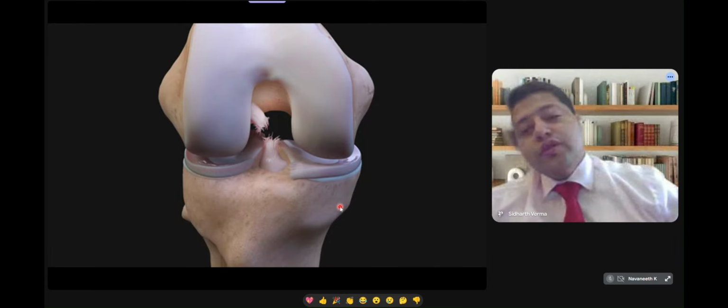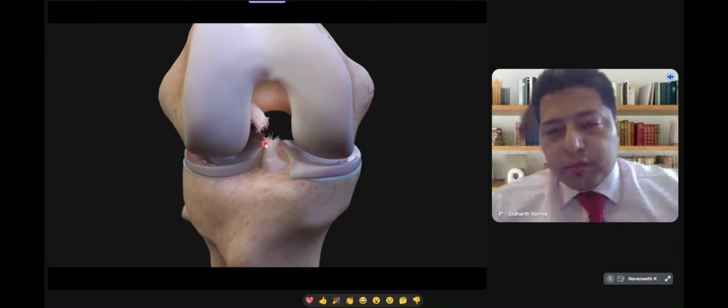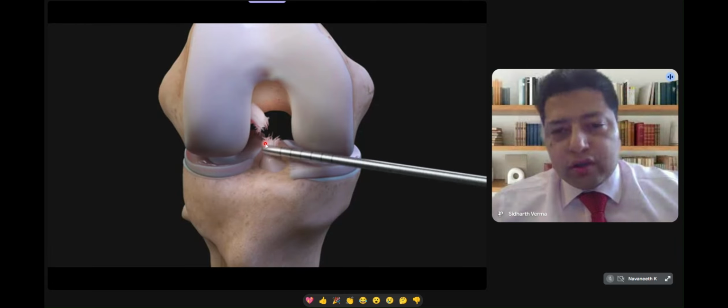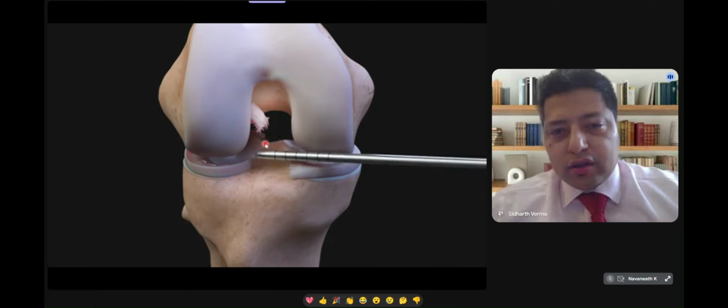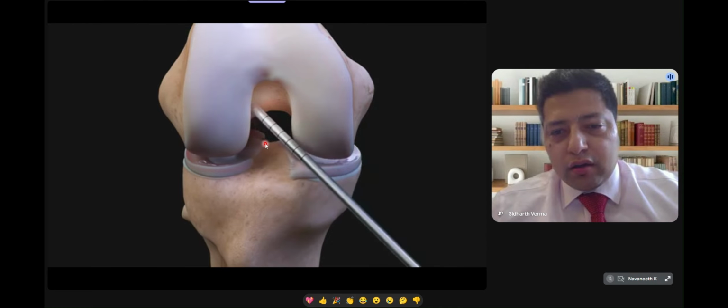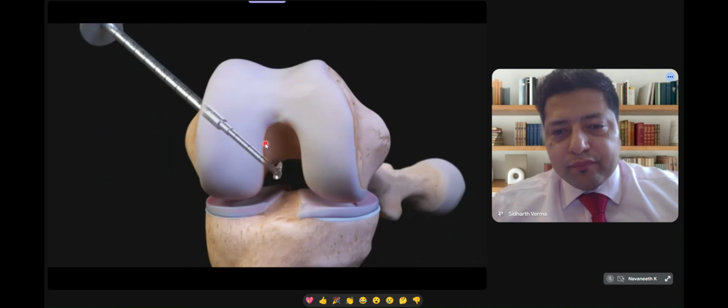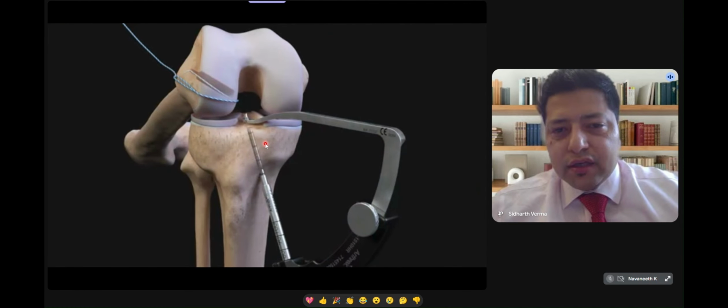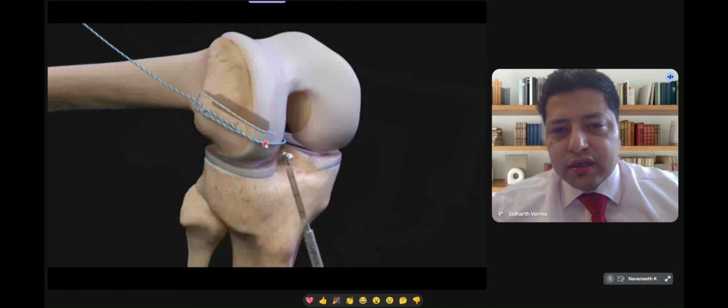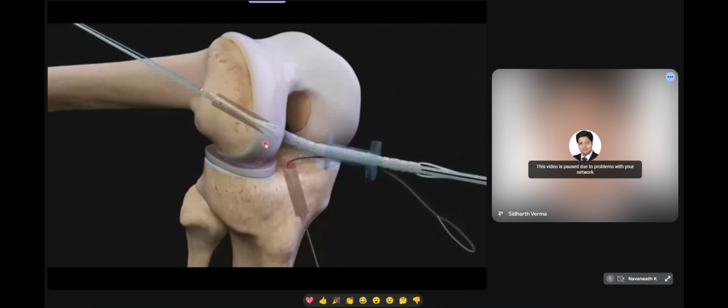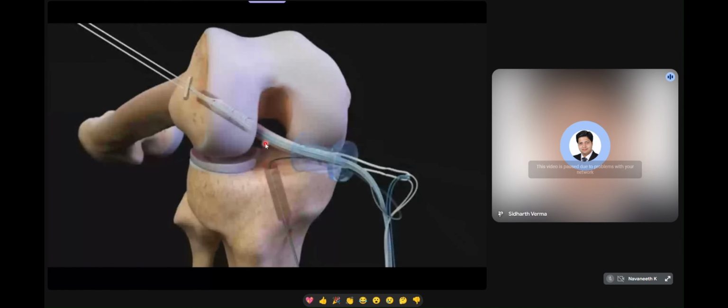So this is a picture showing the torn ligament, which must be taken care of. And there are various ways in which the surgeons will fix any of these deformities, and you can see one of them being shown here.